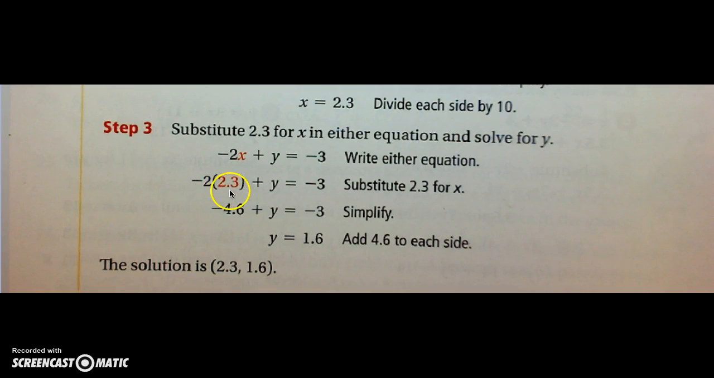So here I have to multiply, so I get -4 6/10, and I add it to both sides of the equation, and I end up with y is equal to 1 6/10. So my solution is when x is 2 3/10, y is 1 6/10. So this is where what works for both equations. This is where they cross.